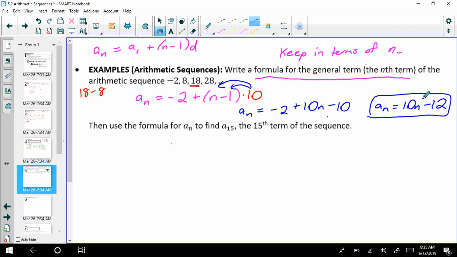Use the formula for a sub n that we just made to find a sub 15. A sub 15 represents the 15th term in the sequence. So if I kept listing my numbers of the sequence out, I want to know what is sitting in spot 15. Now it could take a while if I just kept adding 10 each time. I could do it that way. I could just keep adding 10 until I get to spot 15. But it might be quicker just to use the formula. So I'm going to plug 15 in for n.